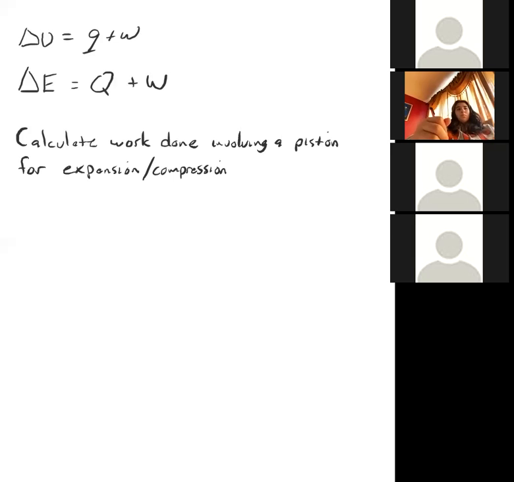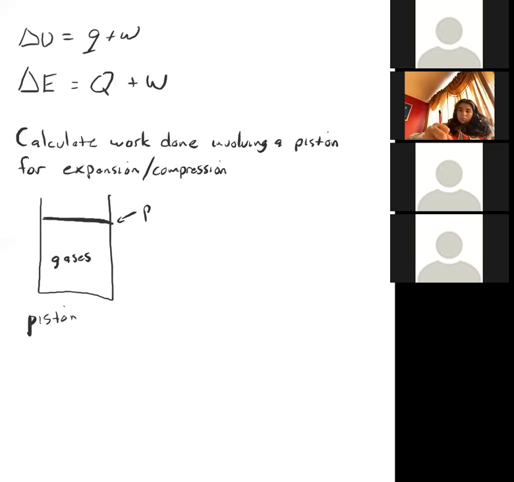Okay. The one I want to show you here is calculating the work involving a piston. So again, our piston is right here, right? When they say piston, what they mean is a cylinder. Okay, and then you got your gases. Okay, so this is the piston. The whole thing is called a cylinder.